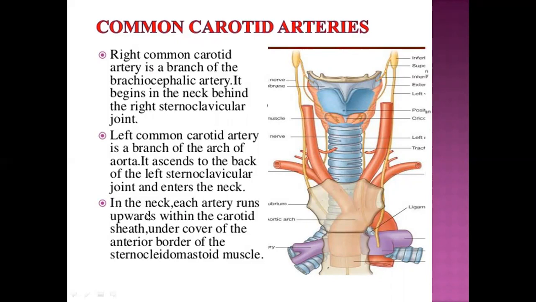In the neck, each artery runs upwards within the carotid sheath. So these common carotid arteries are present in the carotid sheath under the cover of the anterior border of the sternocleidomastoid. This is the right brachiocephalic trunk, and it gives the right common carotid and the right subclavian. It is behind the right sternoclavicular joint. And the left common carotid artery is a direct branch of the arch of aorta and lies behind the left sternoclavicular joint, and this is the left subclavian artery, also a direct branch of the arch of aorta.